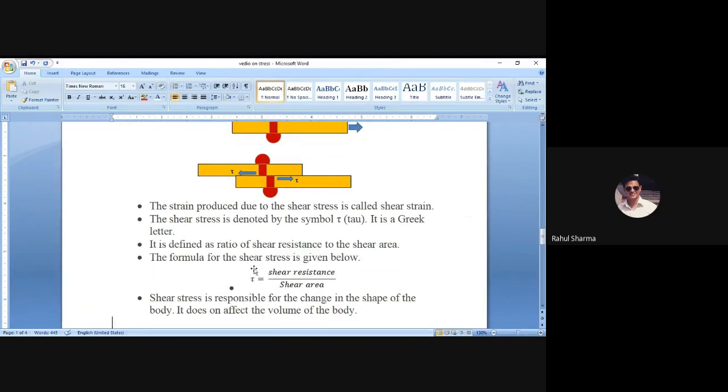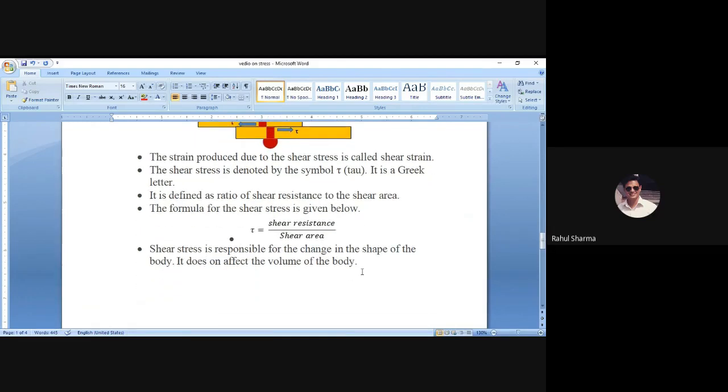The formula is again the same. The shear stress is equal to shear resistance, that is resisting force, divided by shear area. In this diagram, this will be the shear area. The cross section area of this rivet will be the shear area.